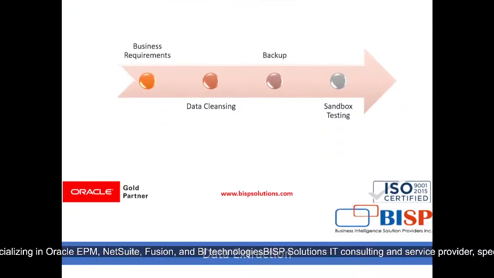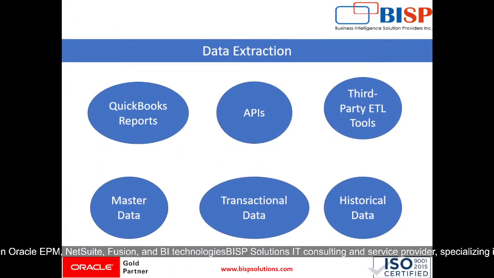The next step is data extraction, where we extract relevant data from QuickBooks using QuickBooks reports, which means CSV or Excel exports. Then APIs for automated extraction of large databases. Then third-party ETL tools, where Celigo, Dell Boomi, FarApps, etc. are there, from which we can extract data.